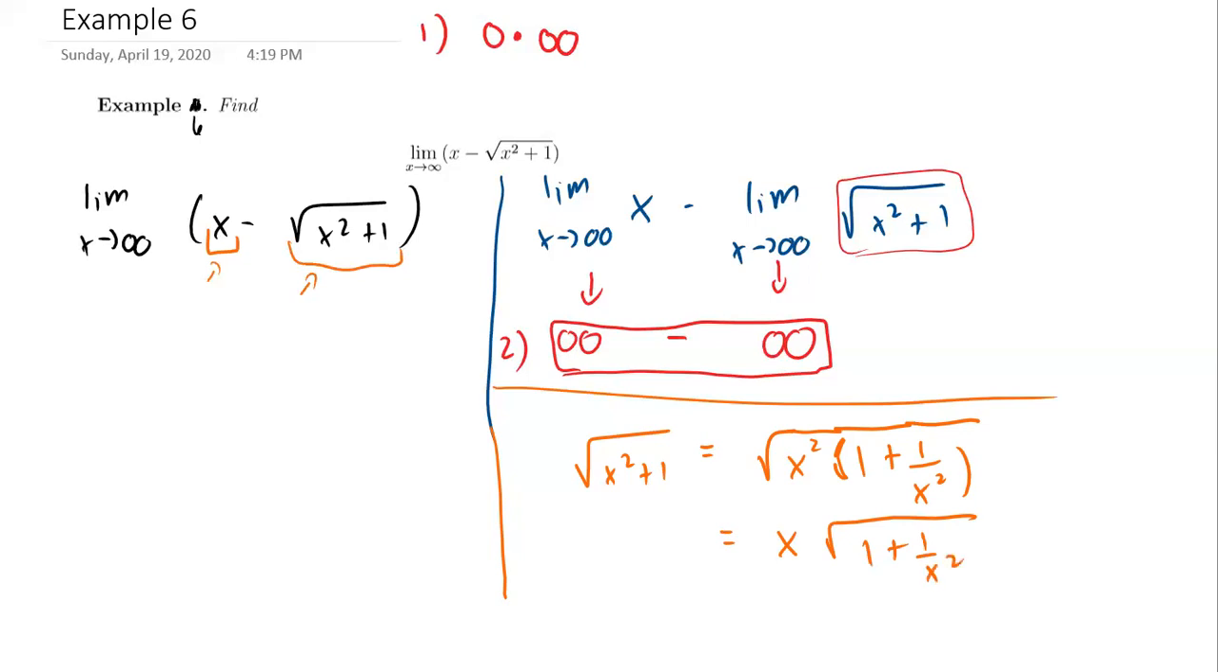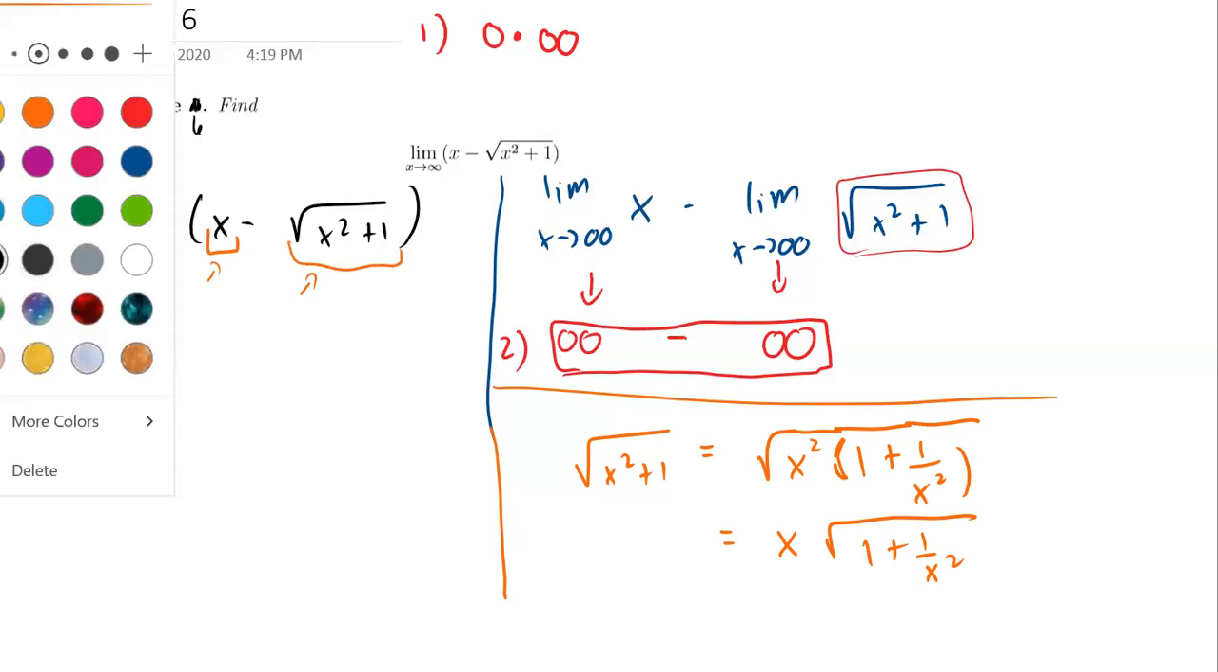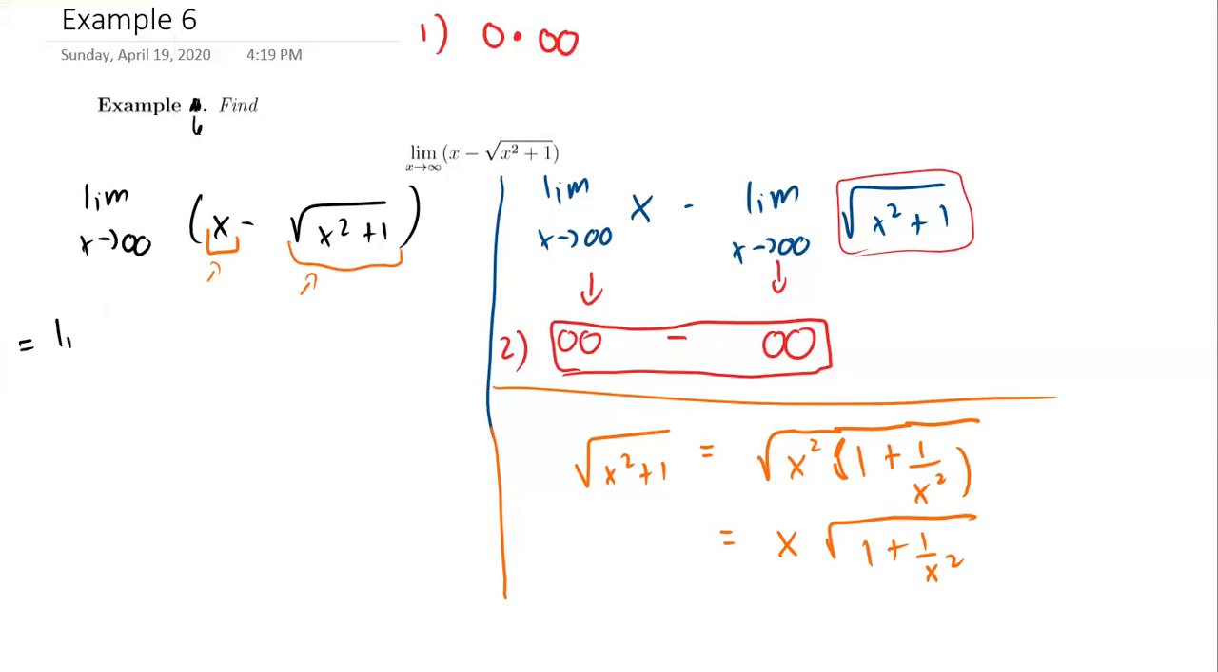The reason for writing it like this is that now it's going to be very easy to factor out the x. Because what do we get? Well, this equals, again, I haven't taken any limit, just rewriting things algebraically, x minus what I rewrote as x times the square root of 1 plus 1 over x squared. So now I can easily factor out the x.